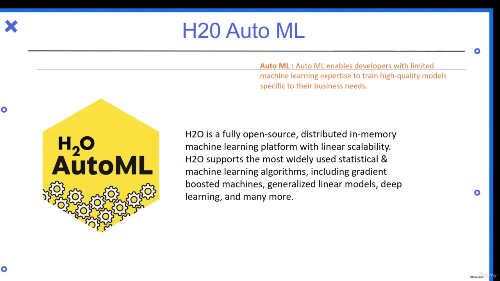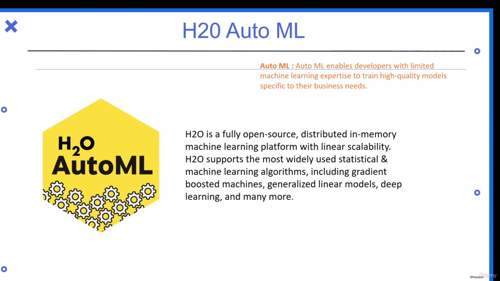In our case, we are using H2O AutoML. The best thing about H2O AutoML is that it can perform the data pre-processing techniques. These include one-hot encoding, removing outliers, handling NaN values, everything. That is done by H2O AutoML, and obviously the model building and hyperparameter tuning is done, and it gives us the best model. H2O AutoML is a very popular auto machine learning library, and we'll see how we can implement this in our machine learning model. A brief definition: H2O is a fully open source distributed in-memory machine learning platform with linear scalability.